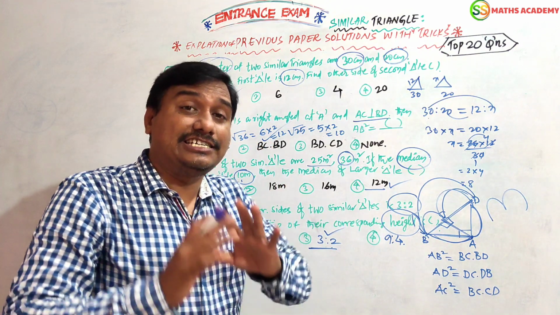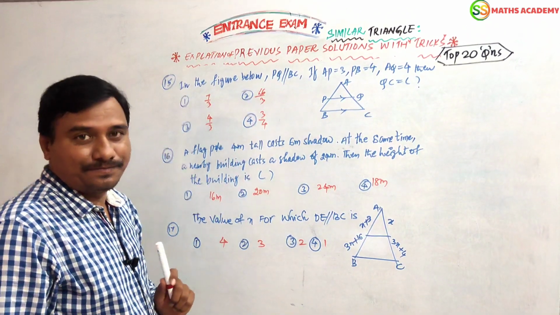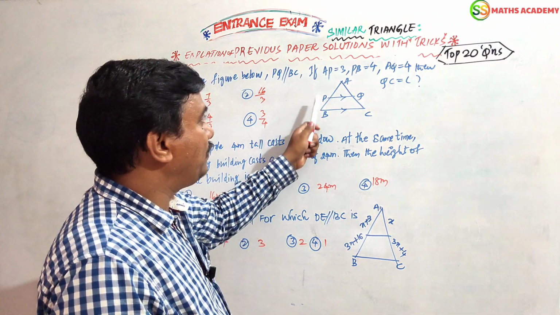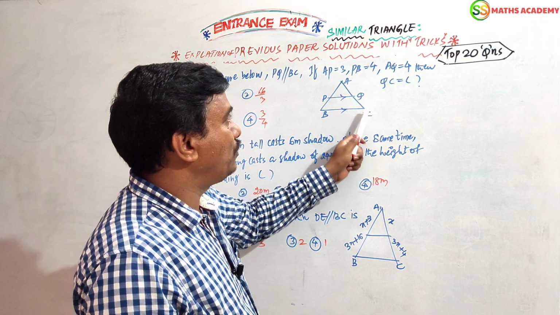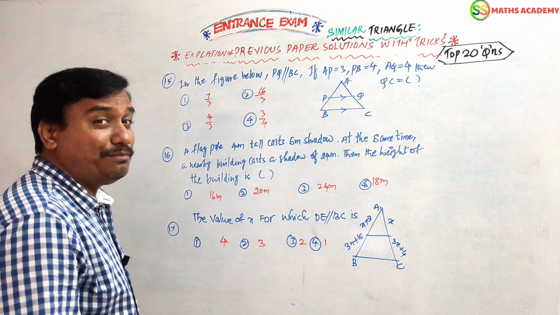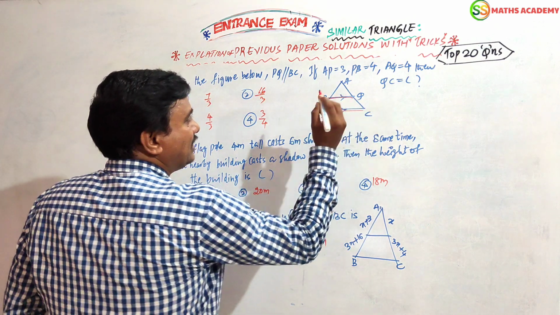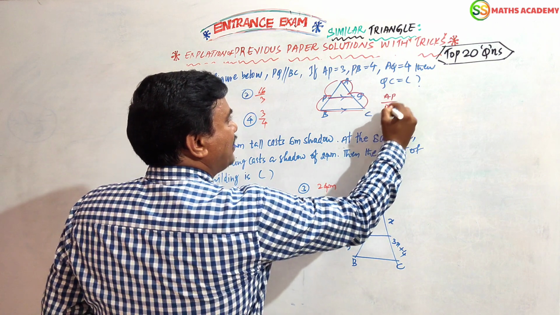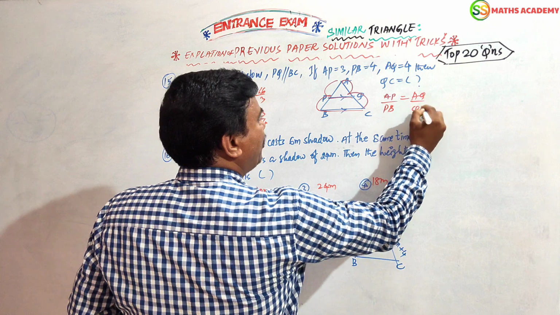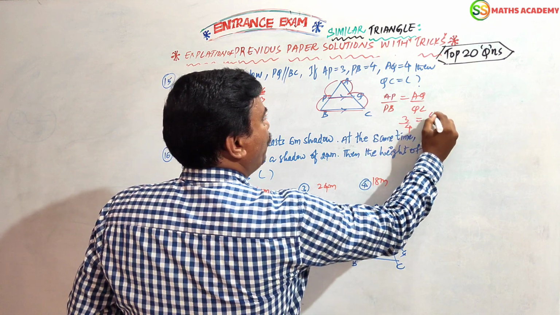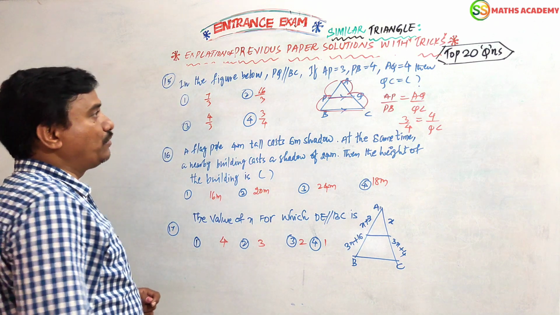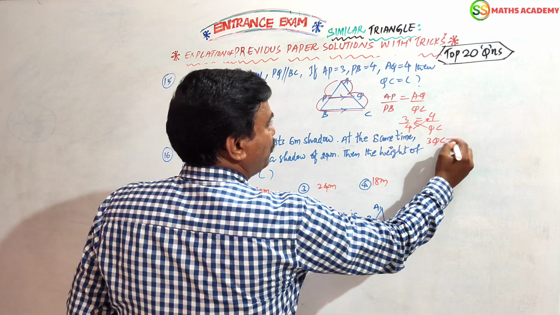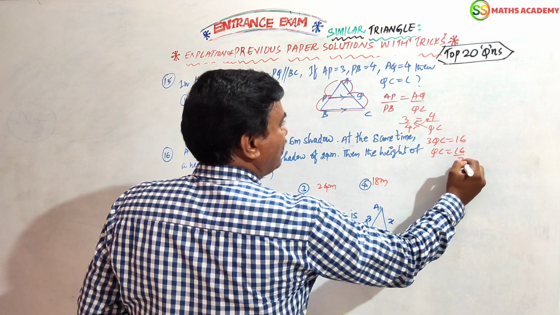Now, let us see one more interesting question. In the given figure, PQ is parallel to BC, symbolically given. AP equals 3, PB equals 4, AQ equals 4. What about QC? Simple. By the BPT theorem, basic proportionality, this is the clue for us. So AP by PB equals AQ by QC. AP 3 by 4, AQ 4 by QC. We don't know QC, we should find it out. Do 4 into 4, 3 into QC. 3 into QC, 4 into 4 is 16. QC equals 16 by 3.